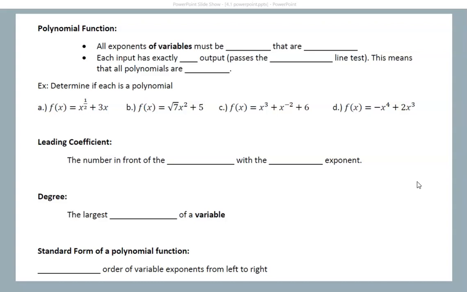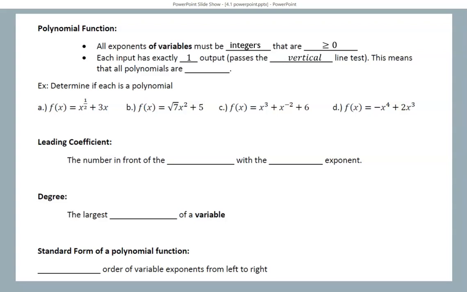So when looking at a polynomial function, in order for it to actually be a true function, all of the exponents and variables must be integers, and they must be greater than or equal to 0. So they can technically have an exponent of 0, but most of the time you're going to see them with an exponent of 1 or higher. And then, the idea that it's an integer means no fractions, no decimals. Each input has exactly one output, meaning that for every x that we put in, we will have exactly one y value. In other terms, this passes the vertical line test.